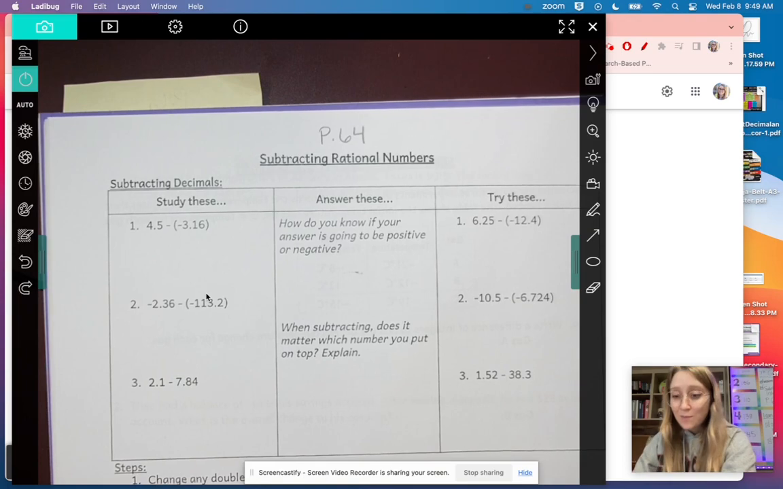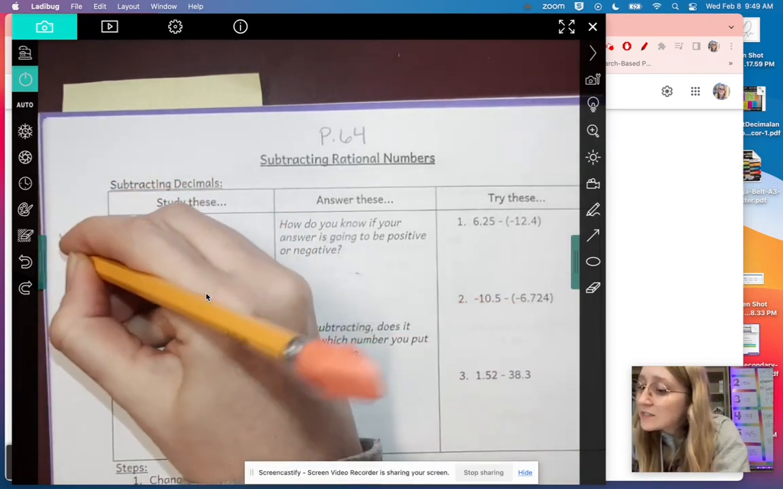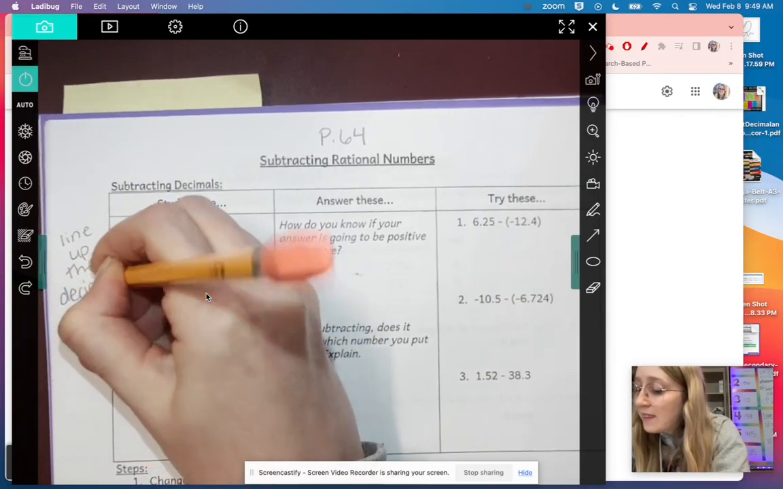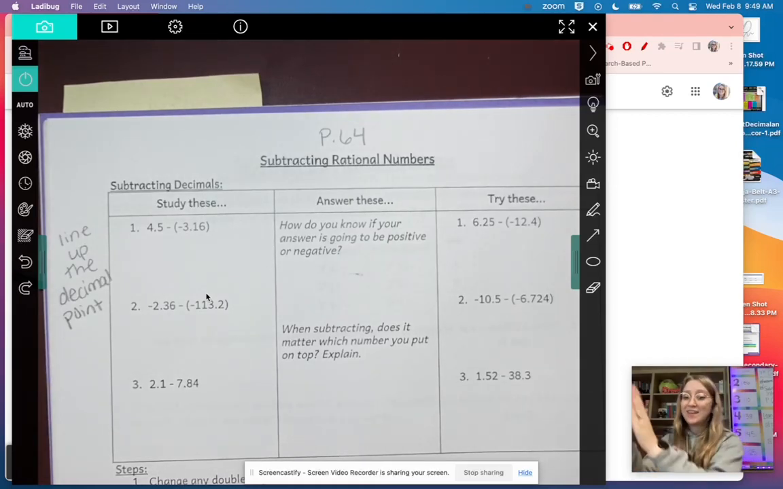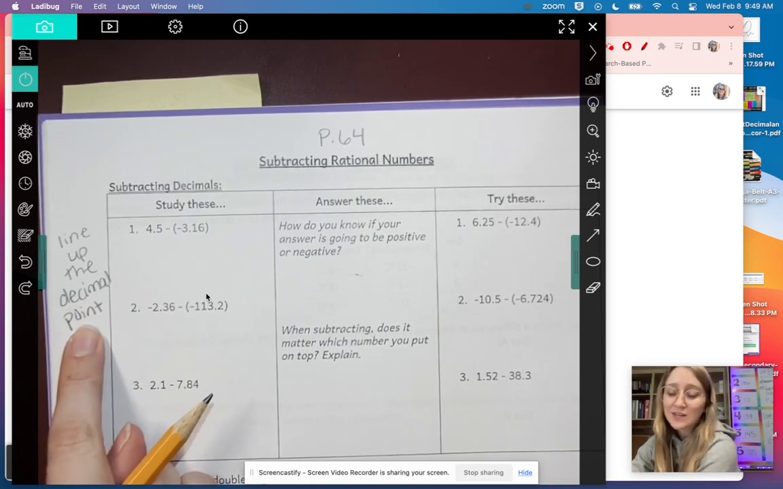To recap those big pieces here, the first thing that you need to remember about decimals is to line up the decimal point. That keeps all of our place values in a line. So ones with ones, tenths with tenths, hundredths with hundredths, etc. So we do need to remember to line up those decimal points. That's the key for decimals.